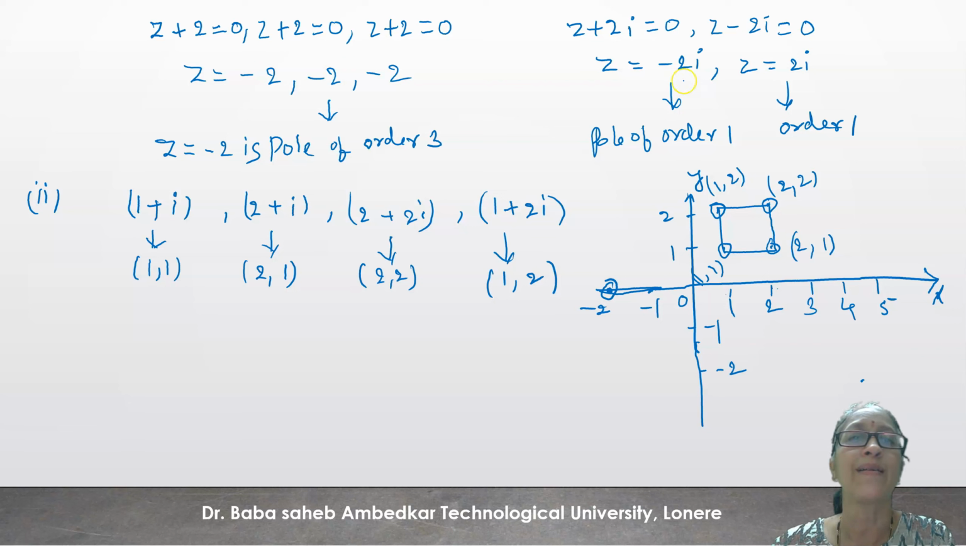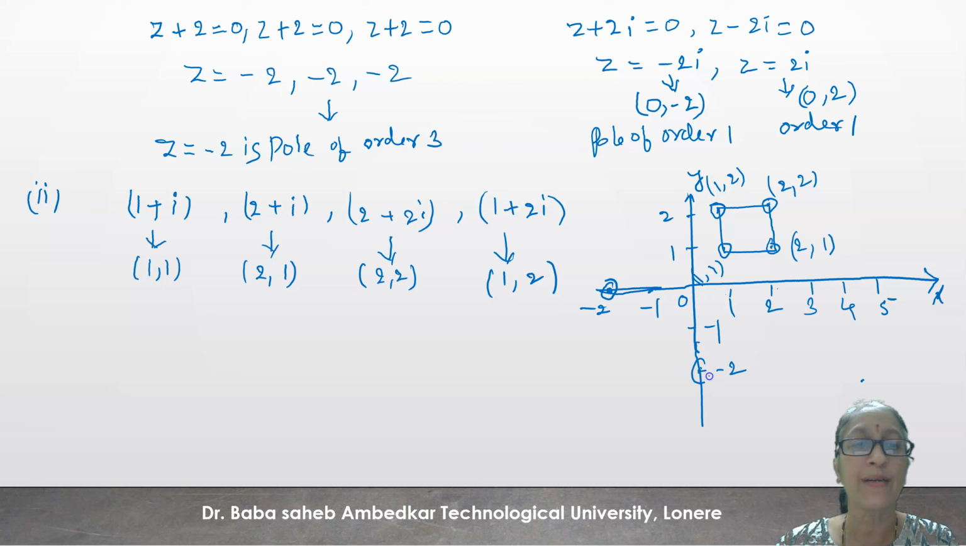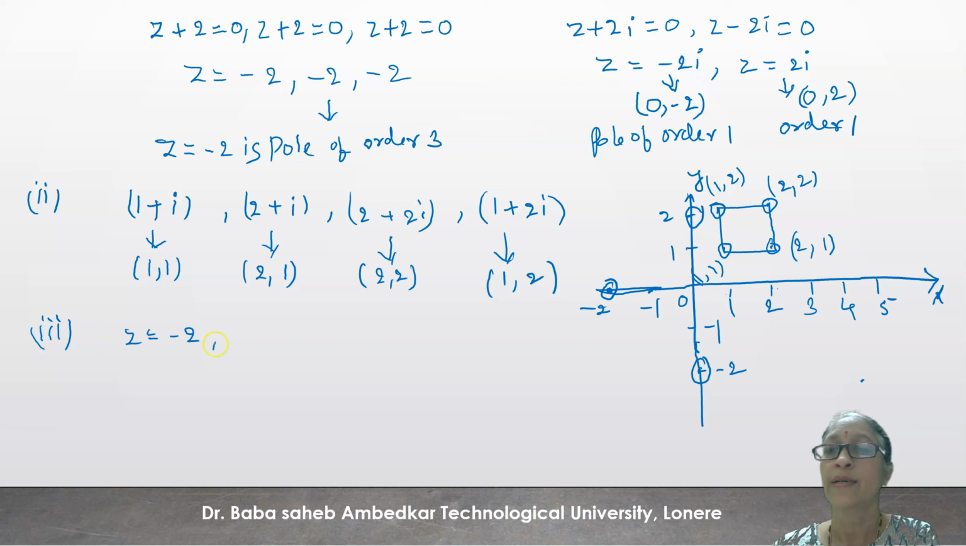Here minus 2i. Let us write that here. Minus 2i means 0 minus 2. And here plus 2i means 0 and plus 2. So 0 minus 2 means this point and 0 plus 2 means this point. So all these 3 points, they are lying outside this closed curve. Okay. So here z equal to minus 2 and minus 2i and plus 2i.